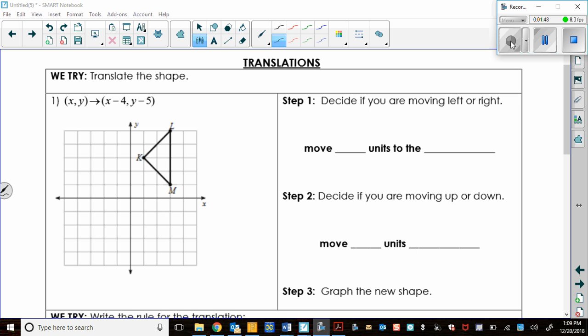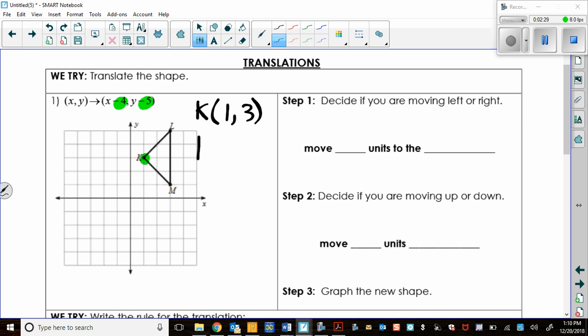Alright, so the translation example here. We want to translate this shape. Notice how the problem has given you some sort of directions here. We're given a coordinate point, and we're going to move either to the left, to the right, up, or down, depending on what they give us. So, the first one, we are going to look at this point K, right here. The way I write the ordered pair is K is 1, 3.